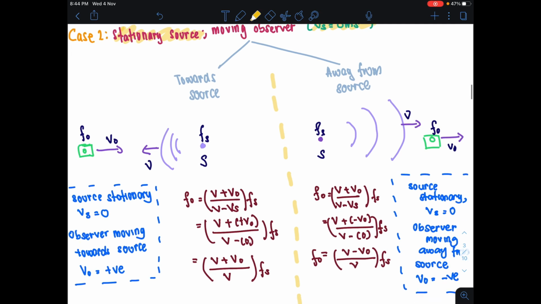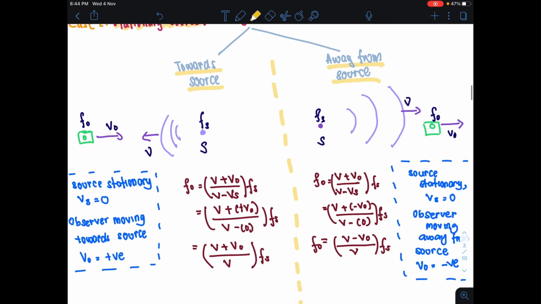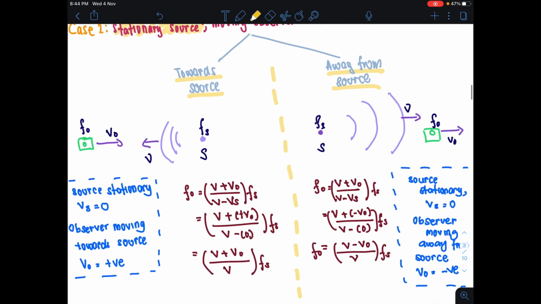Okay, observer yang tengah bergerak ni dia ada dua possibility. Is either dia boleh bergerak towards the source ataupun away from the source. So let us look at the first part of the second case ini, di mana the observer is moving towards the source. So kalau kamu tengok dekat bahagian kiri ini, kita ada observer yang tengah bergerak menuju ke arah kamu punya source. And source is stationary. Dia tidak bergerak. So Vs is equals to 0.